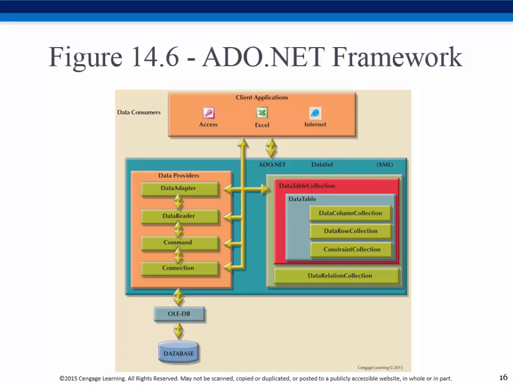You have your dataset. The dataset object is the in-memory representation of the data in the database. You have your data table. The data table object represents the data in tabular format. You have your data column collection, which contains one or more column descriptions. Data row collection, which contains zero rows, one row, or more than one row. And you have your constraint collection, which contains the definition of the constraints for the table. A dataset is a simple database with tables, rows, and constraints.